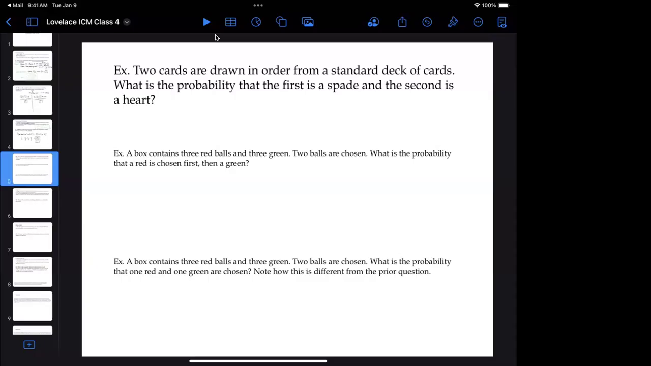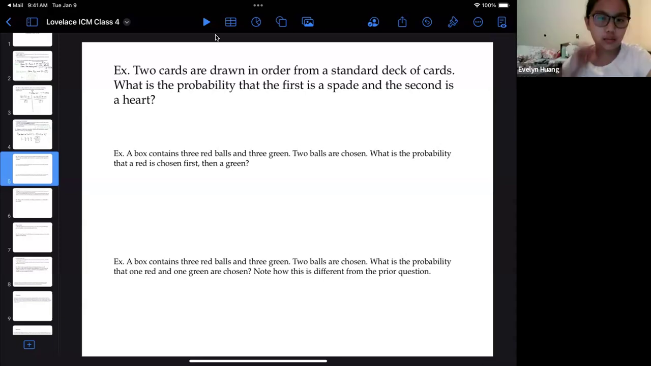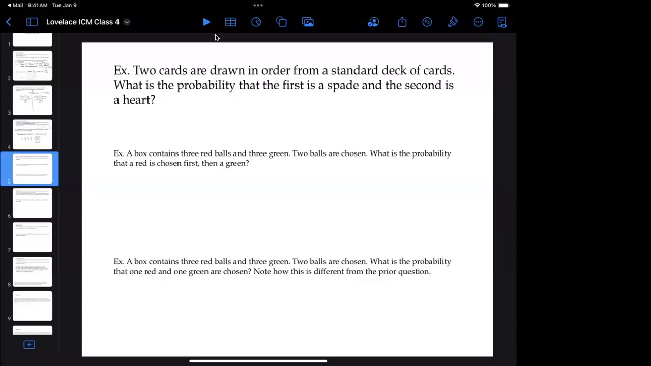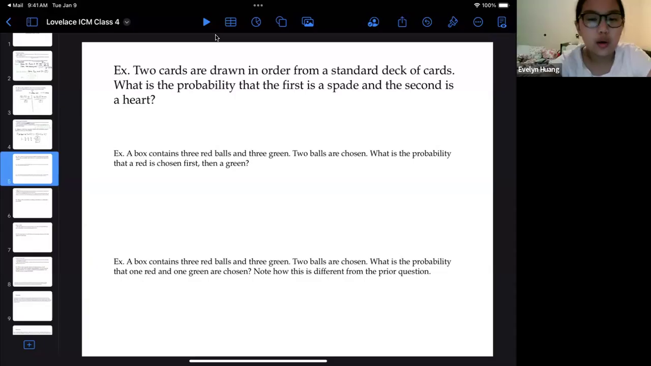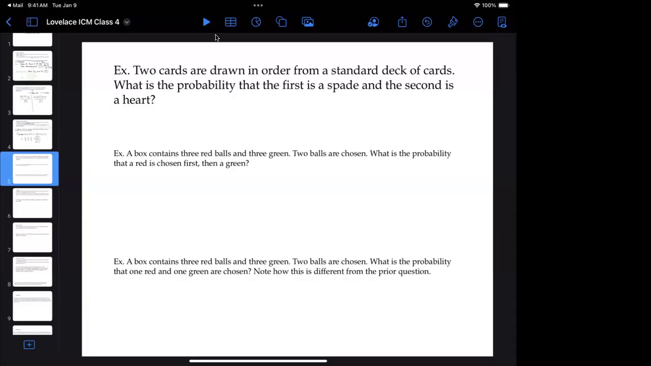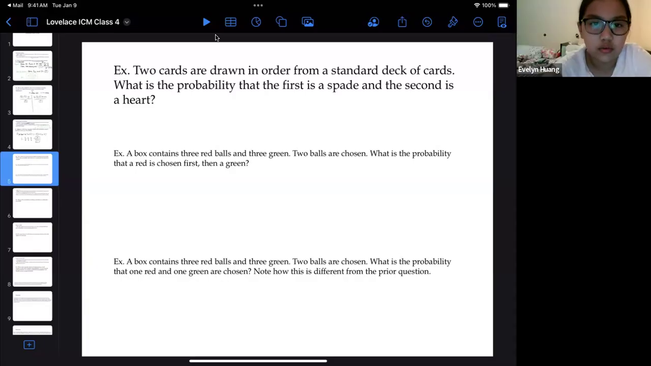Oh, yes, Evelyn. How many of each shape is in a deck? It's 13 in a suit, and then 4 suits. Oh, I thought it was different for the shapes instead of numbers.